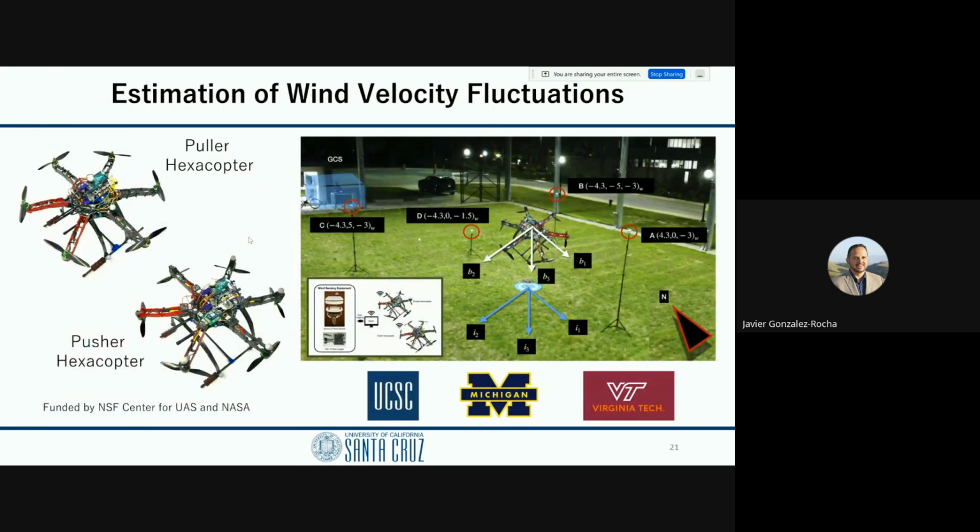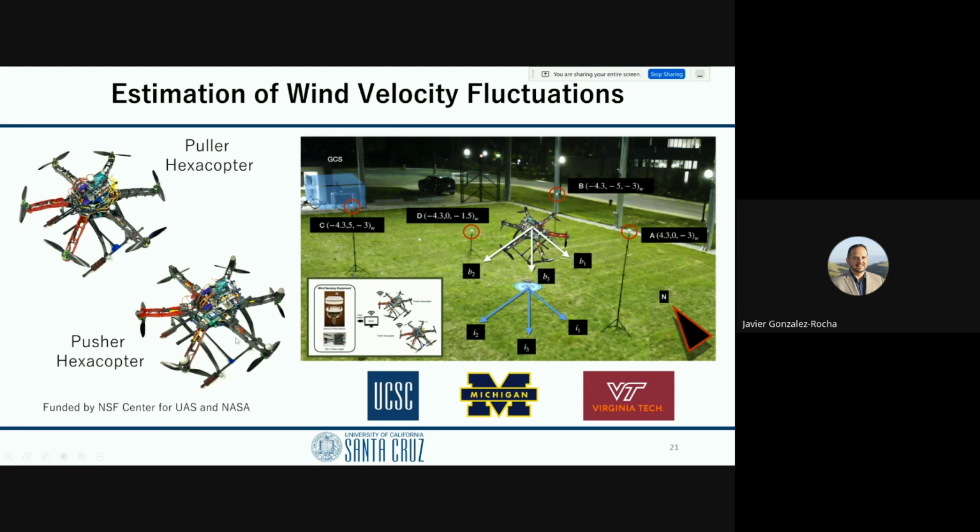All right, so more recently I've explored, can we get the same wind sensing performance from every aircraft configuration? And so I've explored wind sensing with puller and pusher hexacopters. They're here on the left. They may look like they're the same aircraft, but there is a subtle change. So the puller aircraft has the propeller at the top, and the pusher aircraft has the propeller at the bottom.